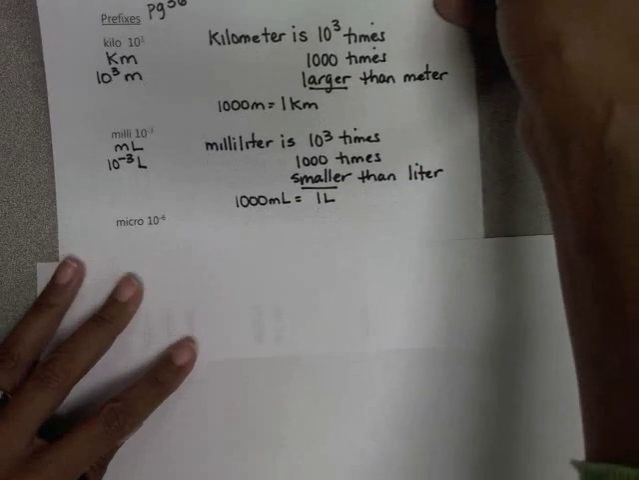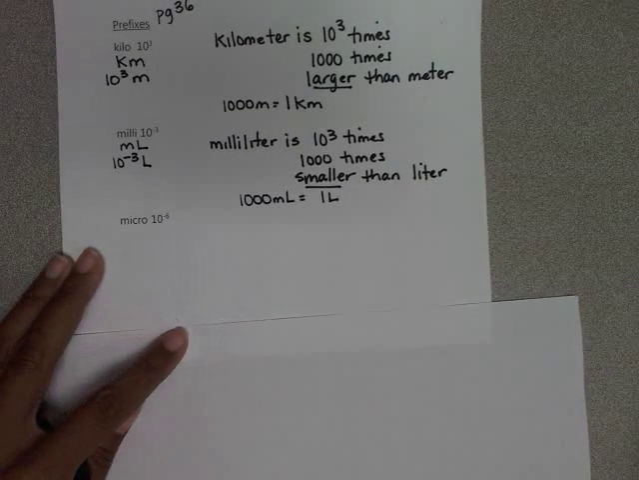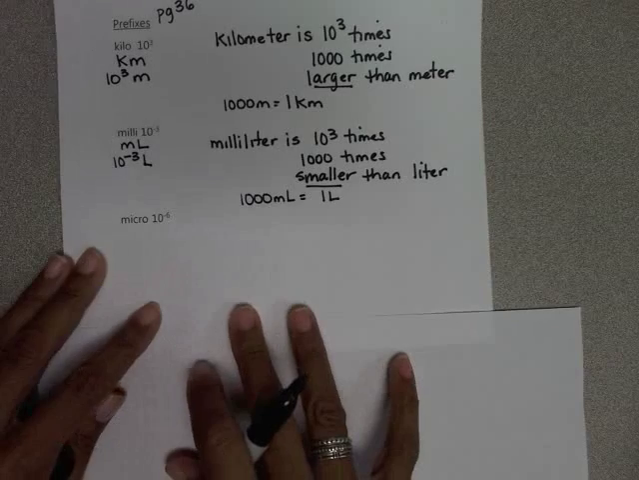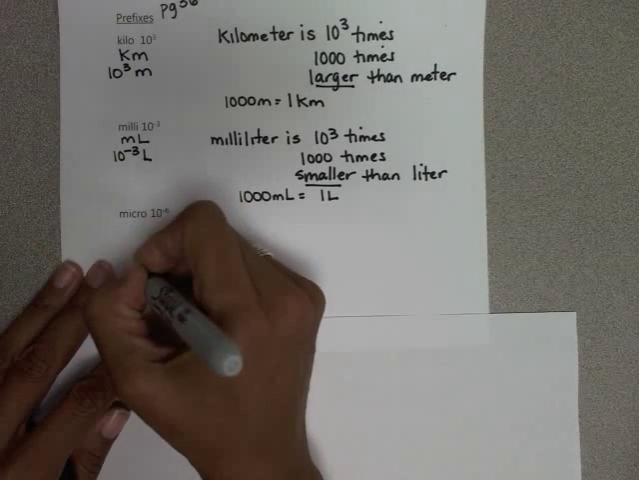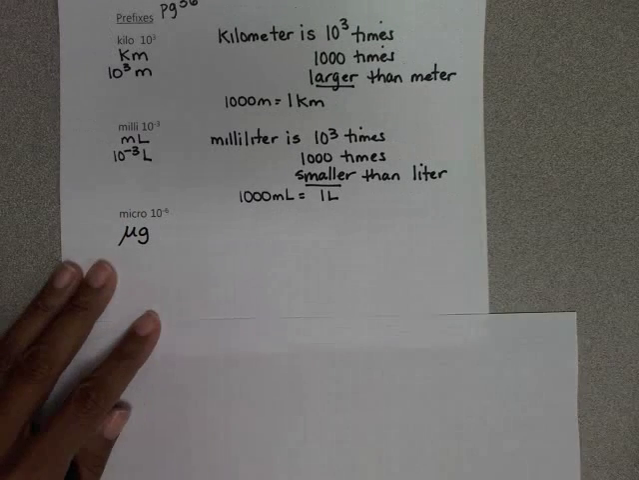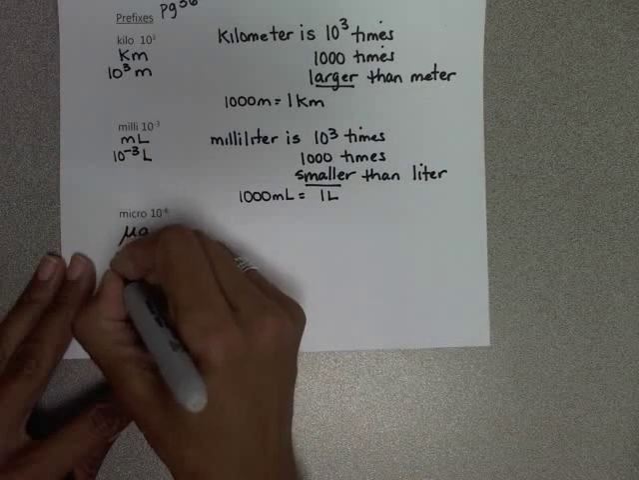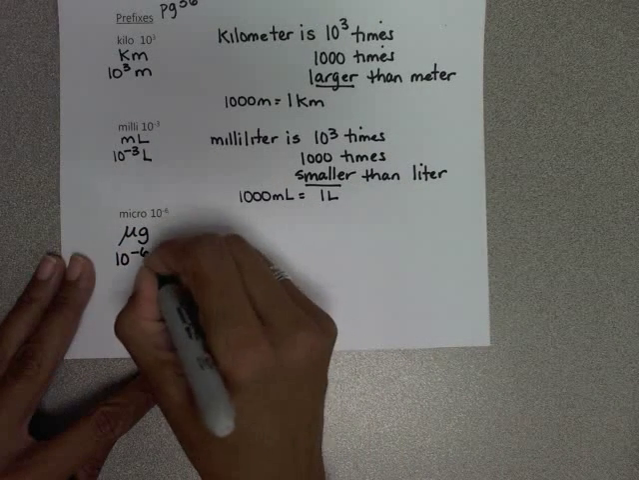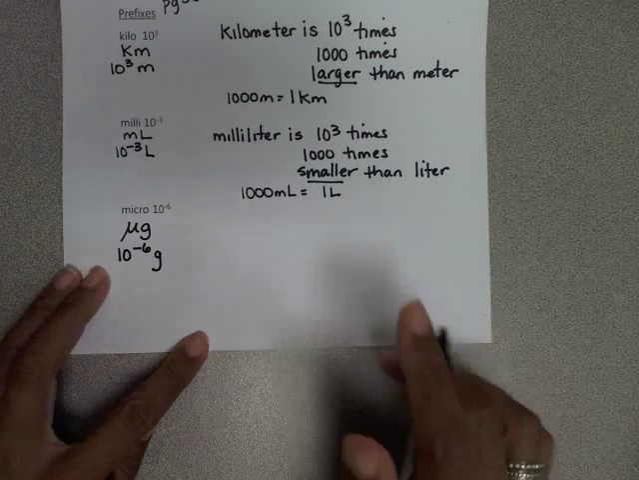I'm going to do one more example. This isn't one you necessarily need to memorize. Micro is another prefix, and I'm going to pair the micro with gram, the base gram. And so micro is 10 to the negative 6, and that would be 10 to the negative 6 grams.